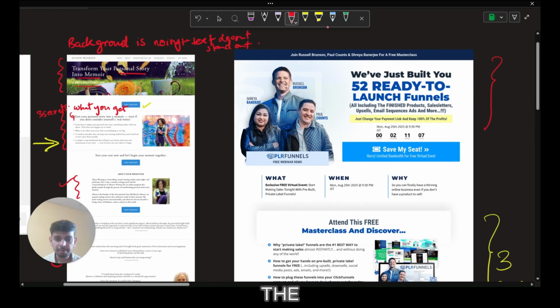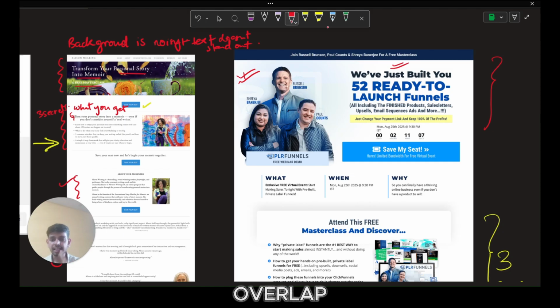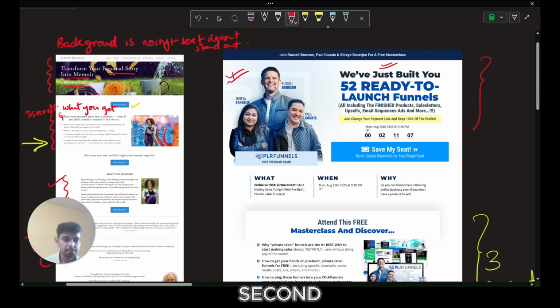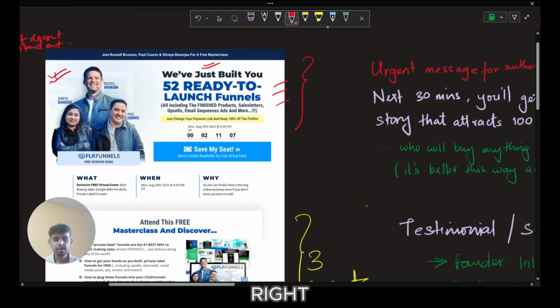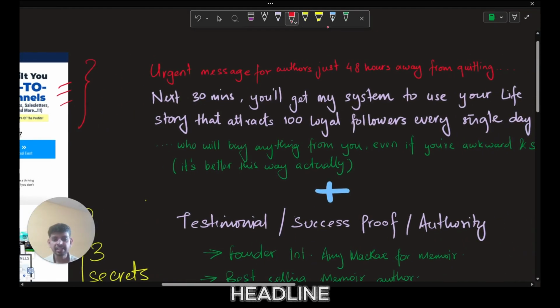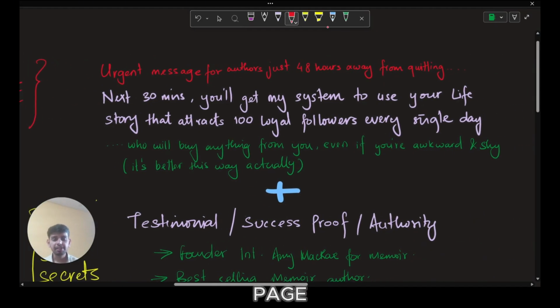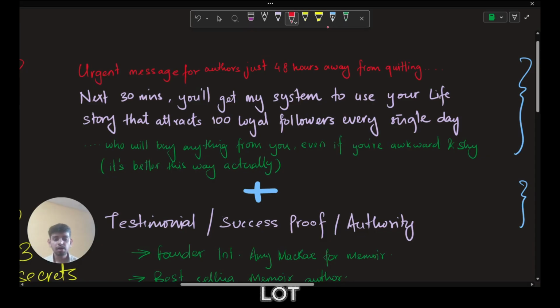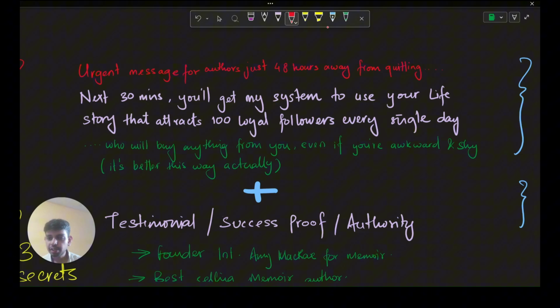So obviously, the very important thing is that the image and the headline should be clearly separated. There should not be an overlap. Secondly, comes the headline, right? So here is an example of a headline which I wrote for this landing page, which will definitely get a lot more opt-ins because of the nature, and I'll quickly explain why. So here's how it goes.